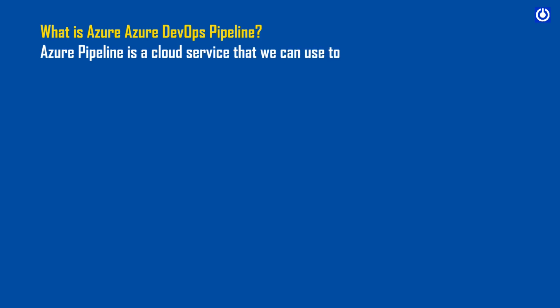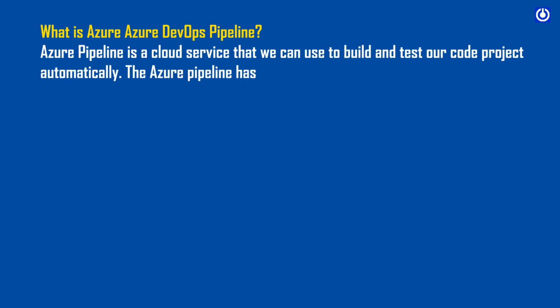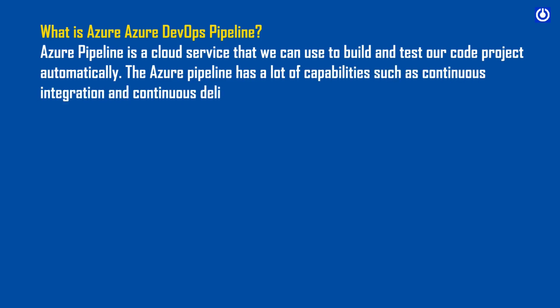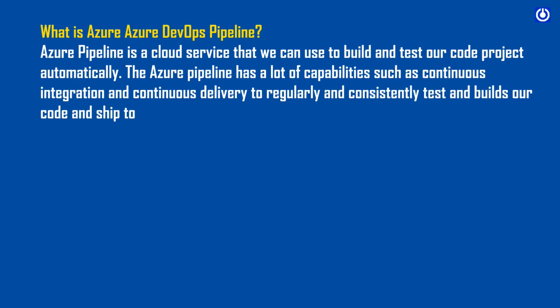What is Azure DevOps Pipeline? Azure Pipeline is a cloud service that we can use to build and test our code project automatically. Azure Pipeline has a lot of capabilities such as continuous integration and continuous delivery to regularly and consistently test and build our code and ship it to any target.